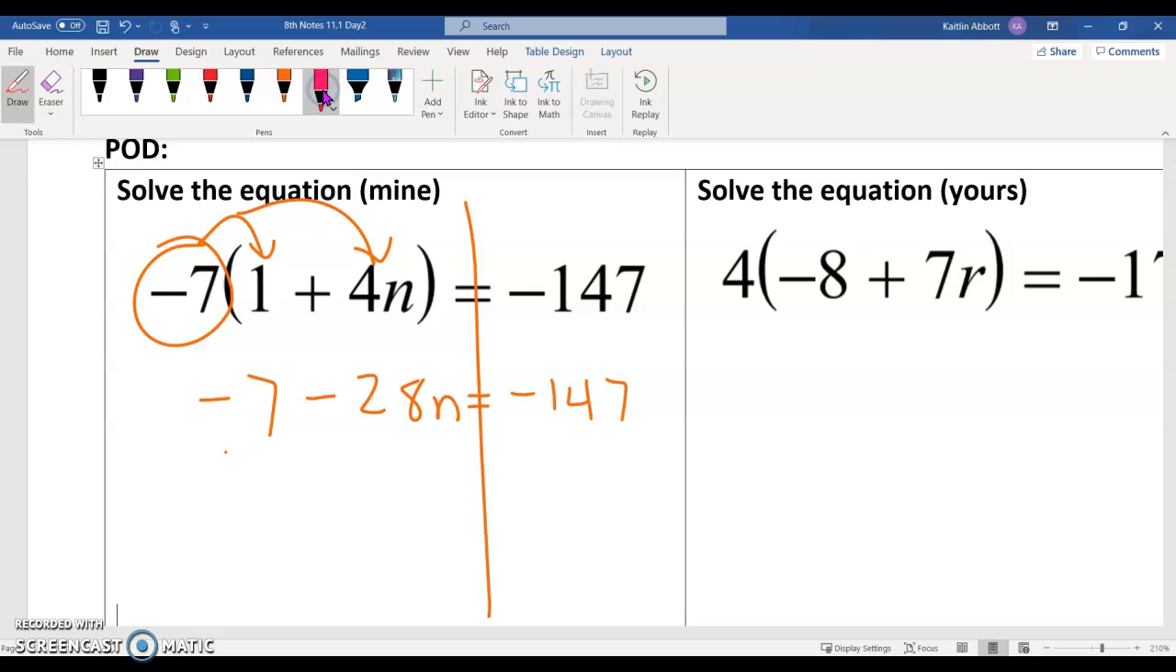Next, I am going to get rid of any number that is around the n, which the first one is -7. The opposite of -7 is +7. Do that to both sides. Now I've got -28n equals 147 plus 7. There are different signs, so I'm going to subtract. 147 minus 7 is 140. Keep the sign of the larger number, so it's going to be 140.